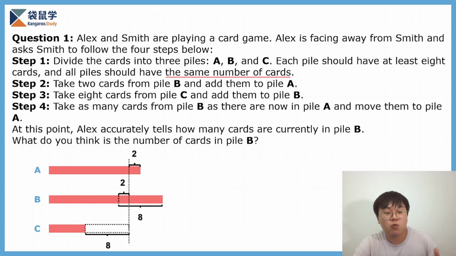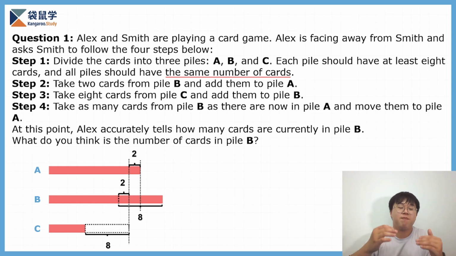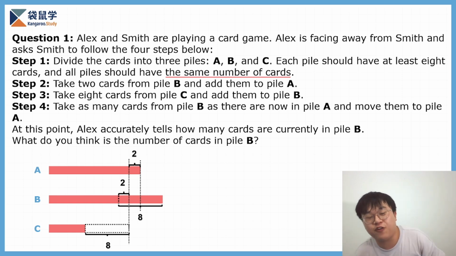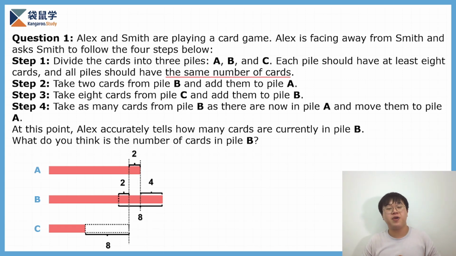And step 4, we need to compare pile A's block with pile B's block and find the same part. And then pile B's cards is just the difference. So the difference is very clear. It's just 8 minus 2 equals 4. So pile B has 4 cards. And then we know that we can use the model method to solve this question. But if we imagine that we have more steps or the steps are more complicated, it's very hard for us to draw the model. So, can we find another method to solve this question easily?